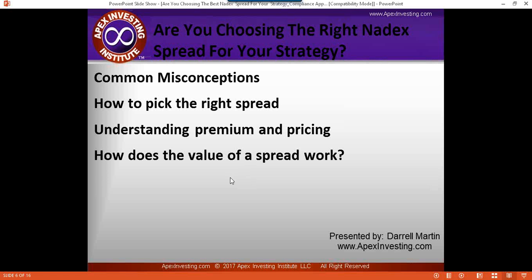Well, we need to take that same line of thinking over to spreads. We want to talk about some common misconceptions, how to pick the right spread. We're going to talk a little bit about premium and pricing and how the value of a spread works. This is probably the number one biggest mistake that people make when it comes to trading spreads. So I want you to really make sure you get this, because if you truly understand this webinar and the one I did last week about risk and reward, those are the top two misconceptions about spreads.